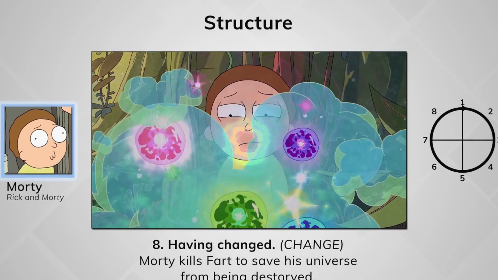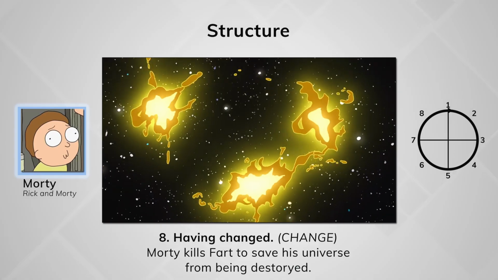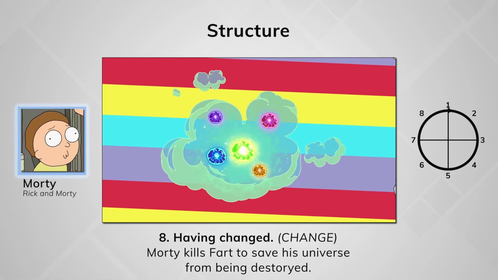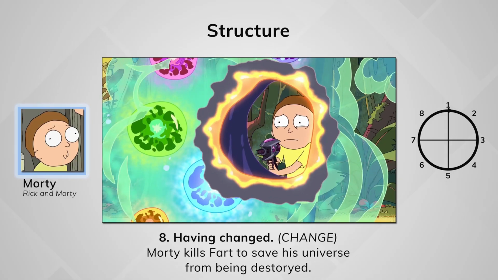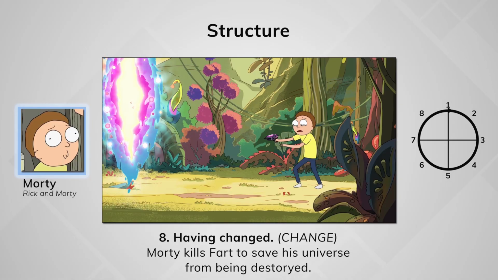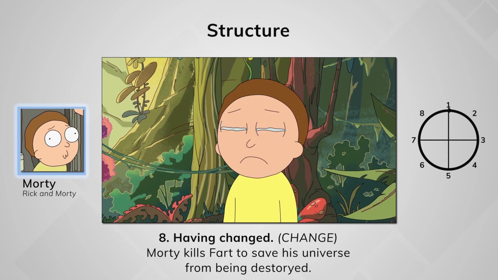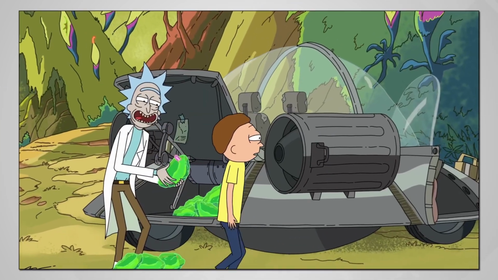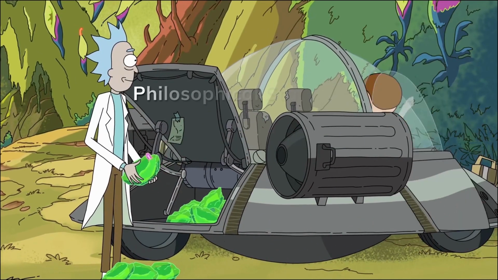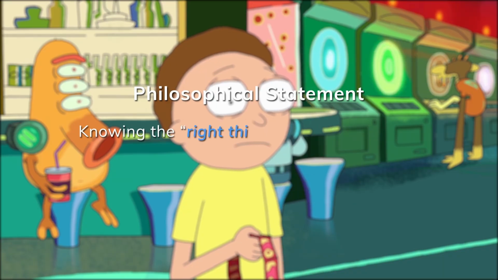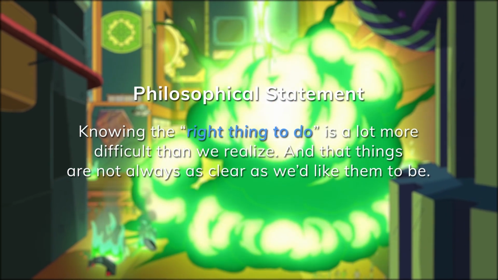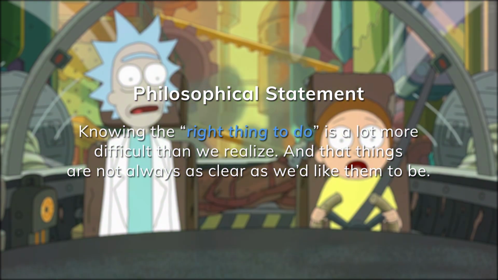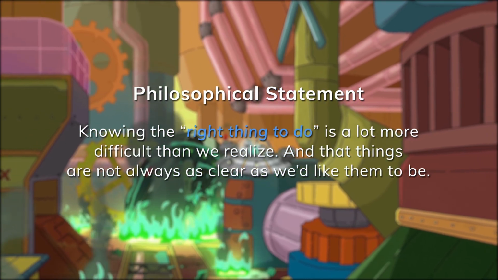At number 8, and we move to the last point. Morty changes. Morty kills Fart to save his universe from being destroyed. This action represents a philosophical change in Morty. Morty realizes that the world is grayer than he thought it was. And this is where the story makes a philosophical statement. The story is saying that knowing what the right thing to do is a lot more difficult than we realize, and that things are not always as clear as we'd like them to be.